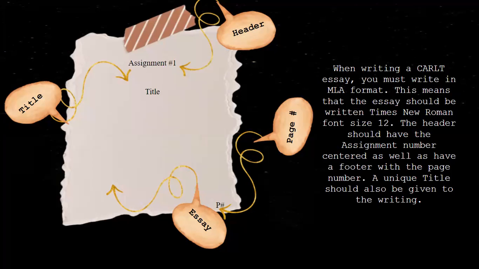So this means that the essay should be written in Times New Roman size 12 font. The header should have the assignment number centered, as well as have a footer with the page number and your index number. And your essay should be double spaced, as well as a unique title should be given to this writing. And the title has a format in which it should be written in.